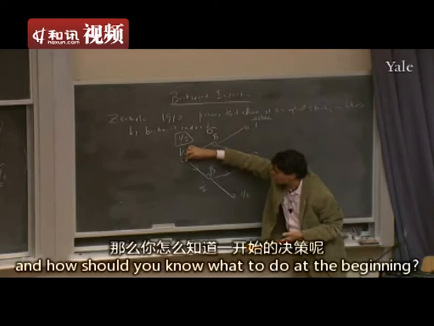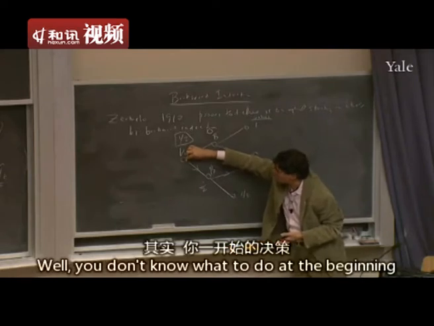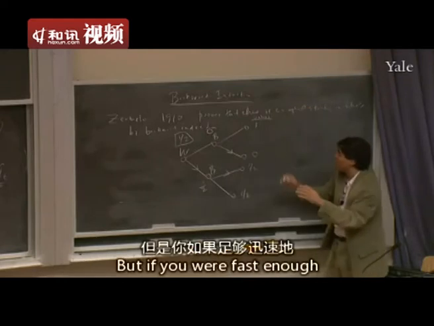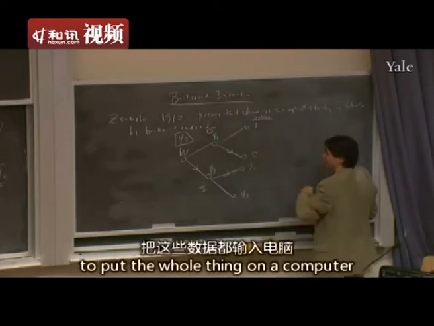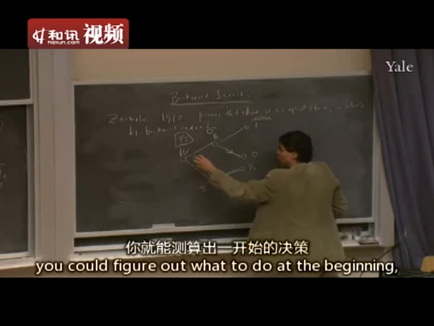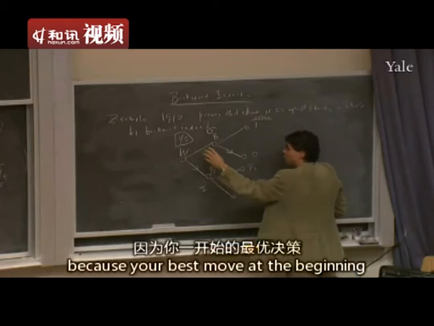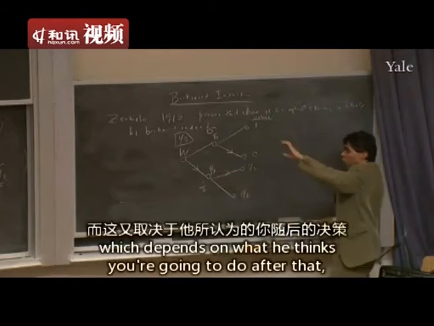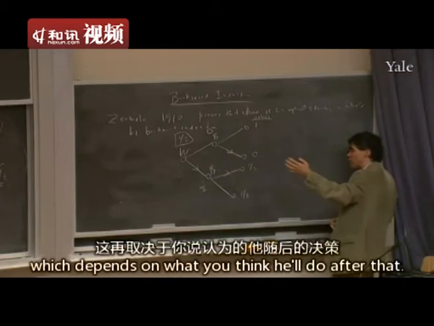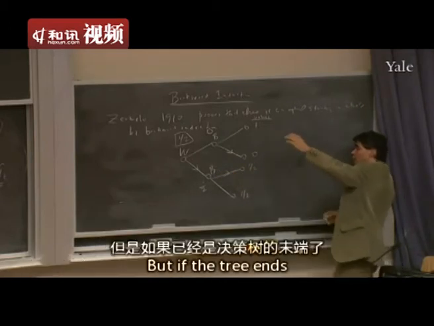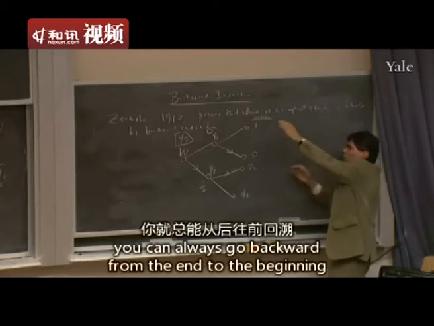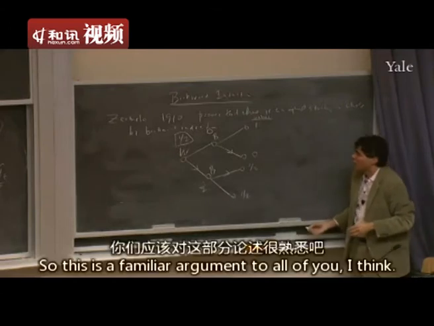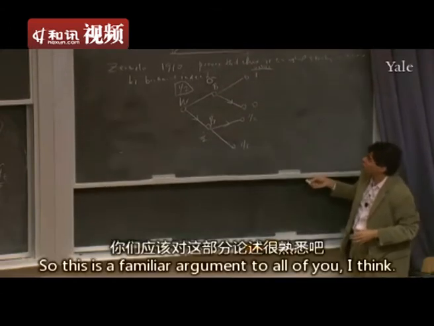And how should you know what to do at the beginning? Well, you don't know what to do at the beginning till you know what black's going to do afterwards and what could happen later in the tree. But if you were fast enough to put the whole thing on a computer, you could figure out what to do at the beginning, because your best move at the beginning depends on what you think black is going to do next, which depends on what he thinks you're going to do after that, which depends on what you think he'll do after that. But if the tree ends, you can always go backwards from the end to the beginning and figure out what to do at the very beginning. Okay, so this is a familiar argument to all of you, I think.